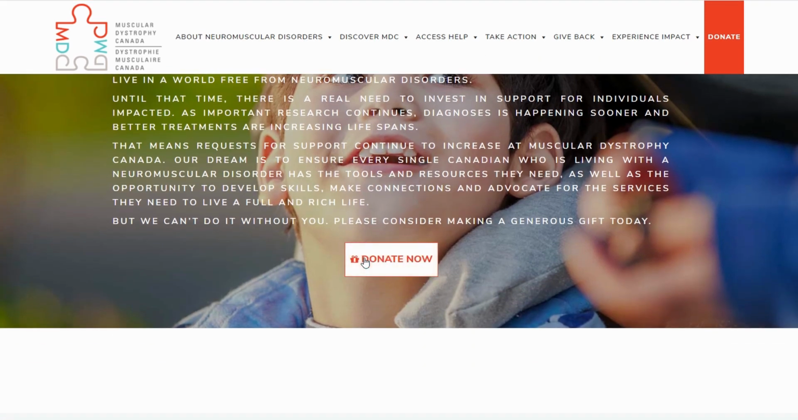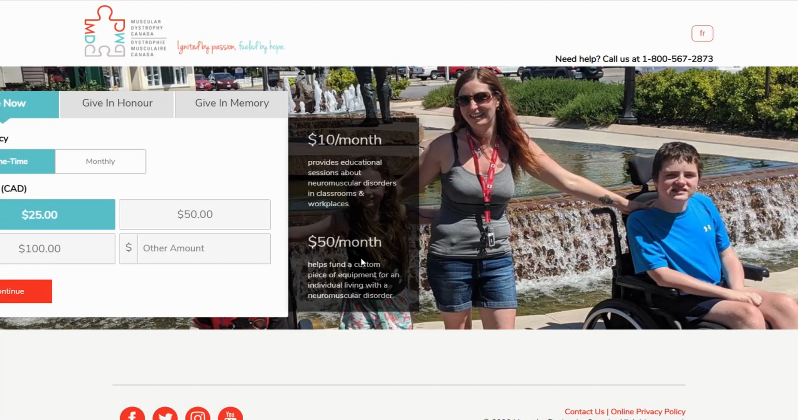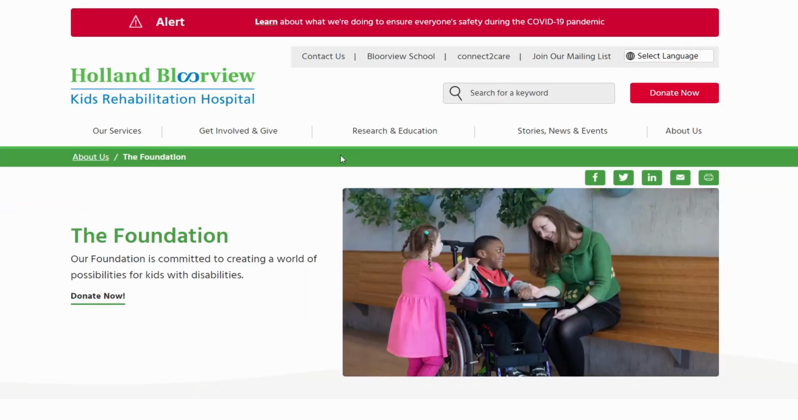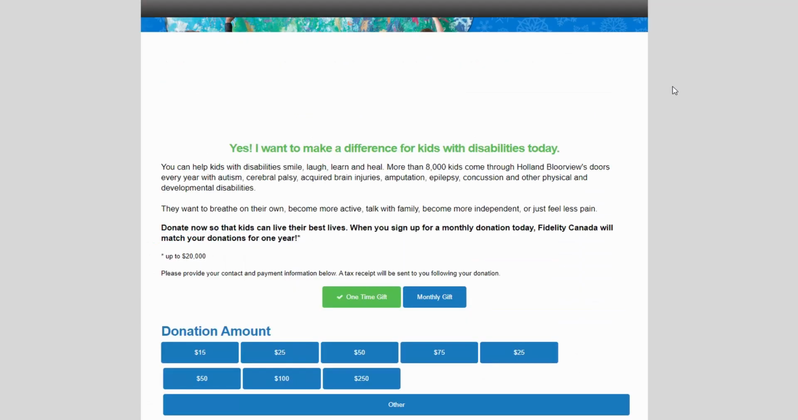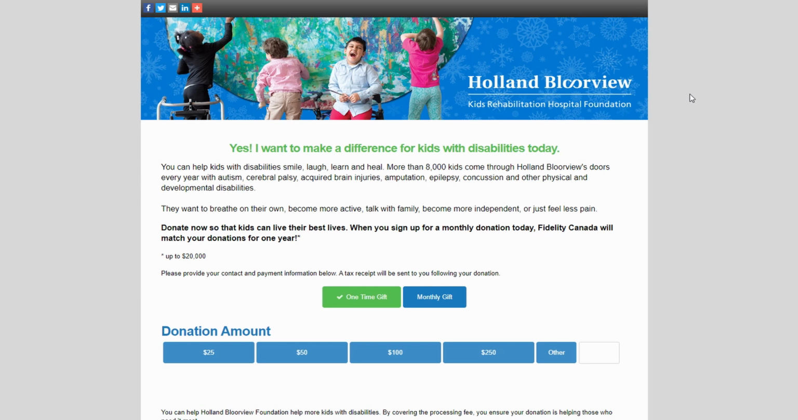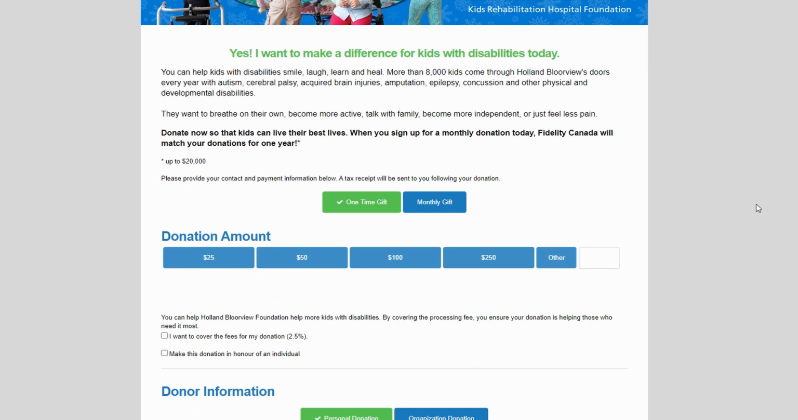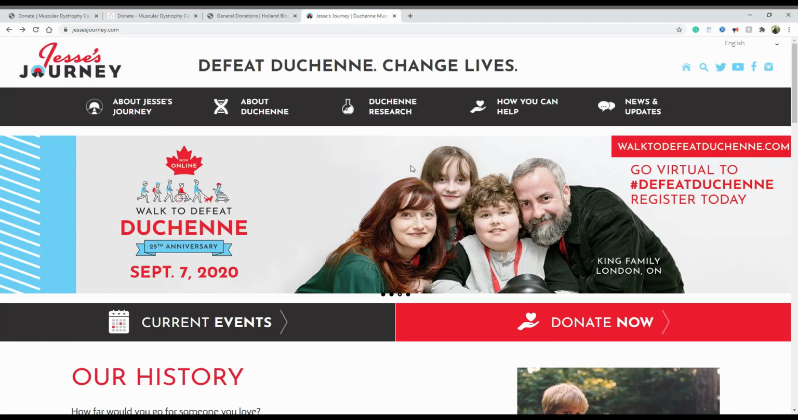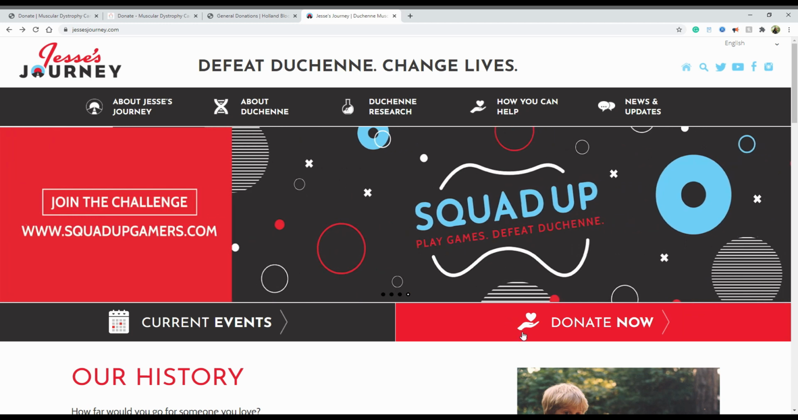The first one is Muscular Dystrophy Canada, and they help families cover the cost for equipment for kids with DMD. The second one is Holland Bloorview Foundation, and this foundation supports and helps families with the costs of equipment and house modifications, and this is just for kids with disabilities in general. The third one is Jesse's Journey, and they fund DMD related research.